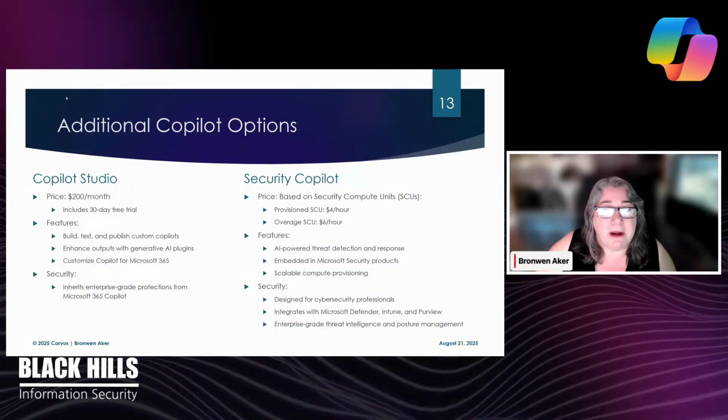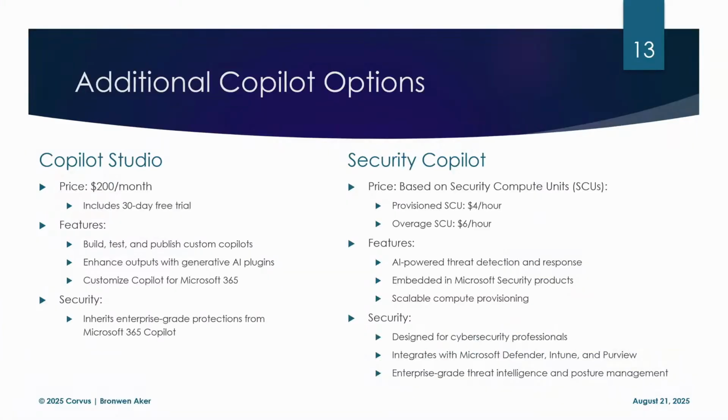Now, in preparing for today's webcast, I discovered that there are some additional tools, Copilot Studio and Security Copilot. And these two Copilot options and tool sets are radically different. Copilot Studio is designed for people who want to build agentic AI, and it's a flat rate per month. You can read everything on the screen at your leisure. Security Copilot is something that if you have your own SOC, it may be worth looking into.